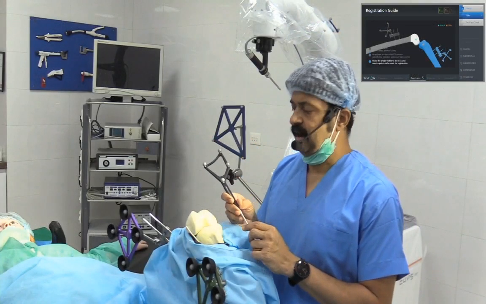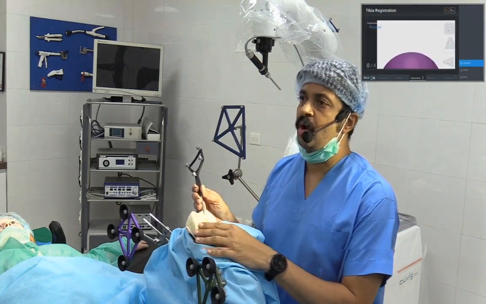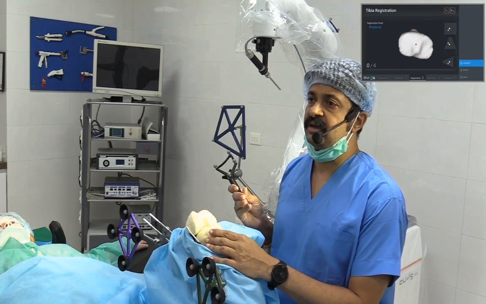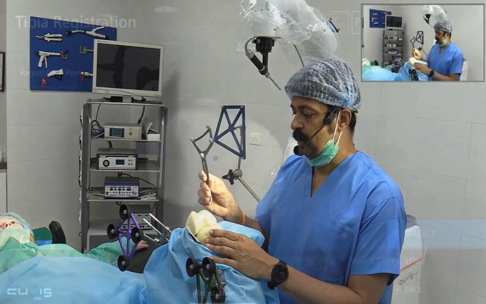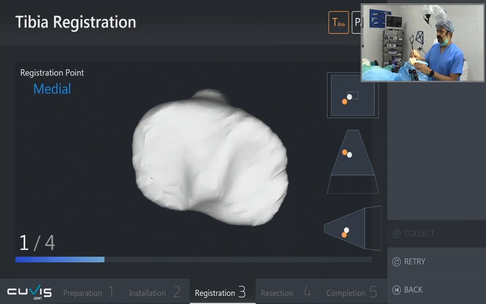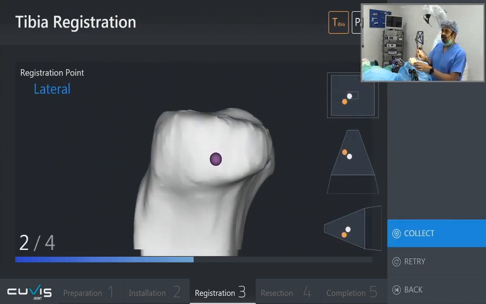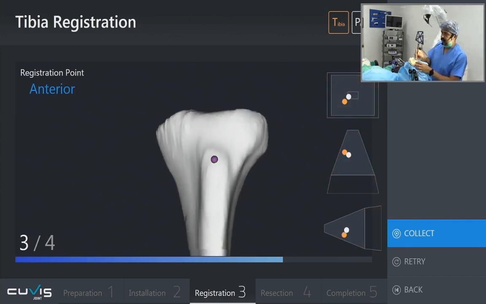So here we are at the next step. We've done the registration of the femur completely, wherein, as you saw, all the points on femur have been taken. So here is the place where I'm moving on to the TBL registration. So this is the proximal TBL point where I am taking this. This is it. It's done. The medial TBL point. This is it. I'm done. Lateral TBL point. This is it. I'm done. And the anterior point, which is right on the TBL tuberosity.